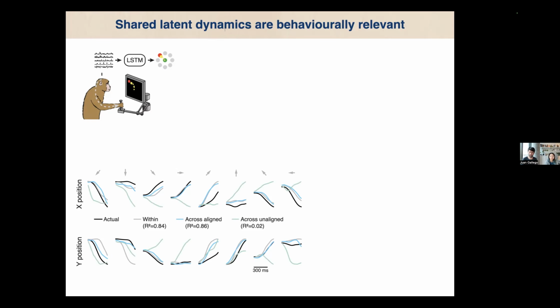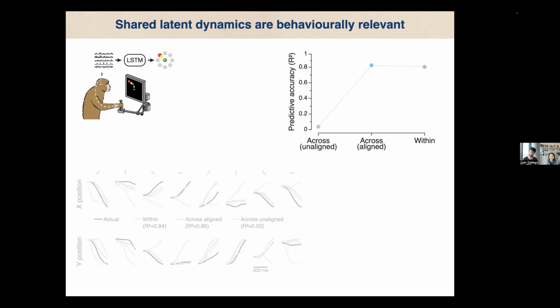And of course, if we didn't do the alignment, many of these predictions were terrible. So these are the example trials. This is the summary for this particular comparison, and this is across our 120-something comparisons. So in general, we could predict across monkeys virtually as well as we could within monkeys. And this is continuous hand kinematics. Okay? So this suggests that these preserved latent dynamics are informative about behavior.